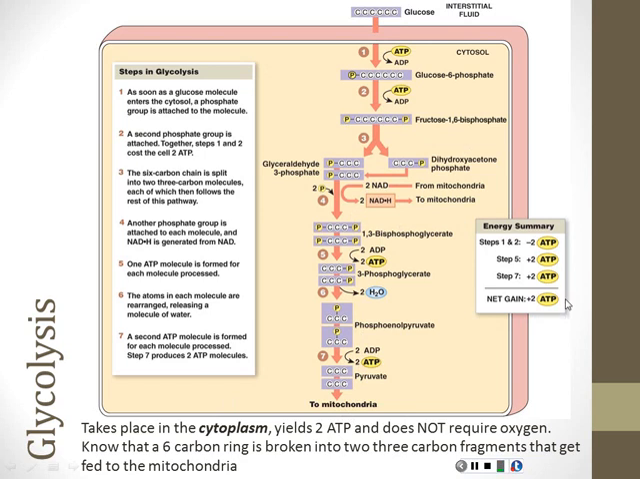All right. The other thing I want you to know is this takes place in the cytoplasm, so outside of the mitochondria. This takes place because the 6-carbon sugar is too big to fit into the mitochondria. So this process takes place in the cytoplasm, and it does not require oxygen to work.